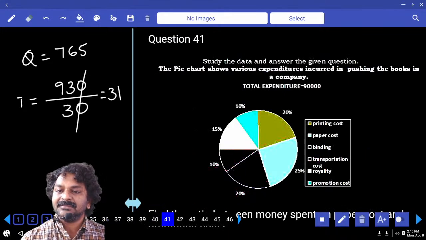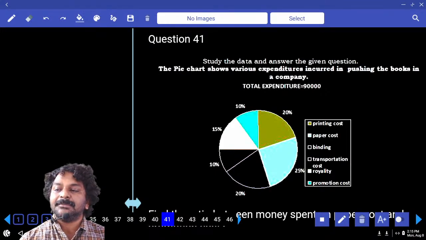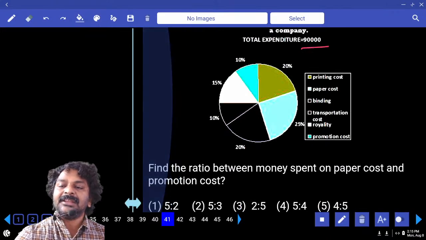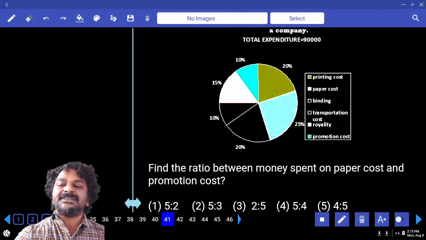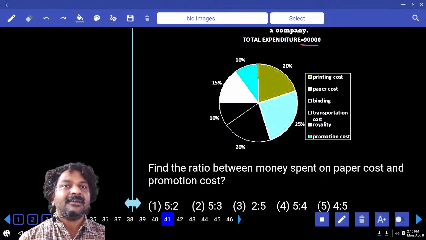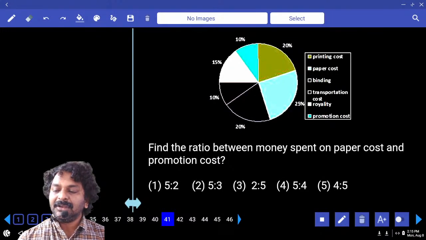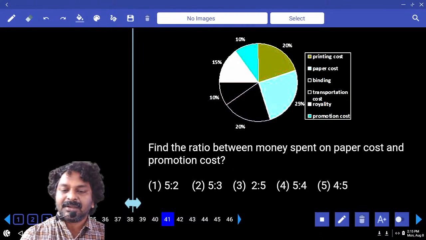41 onwards. The pie chart shows various expenditures incurred in publishing the books in a company. Total expenditure 90,000. All the values are in percentage. So what is 1% value? 900, which is a 9 multiple. Do remember. Next. Don't try to convert into a table. Let's calculate values when it is really required.